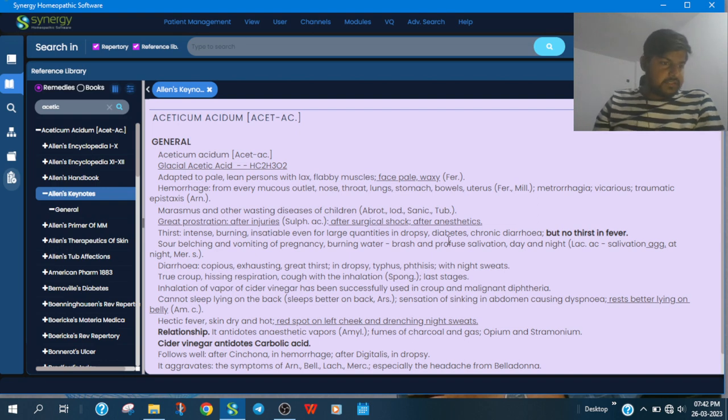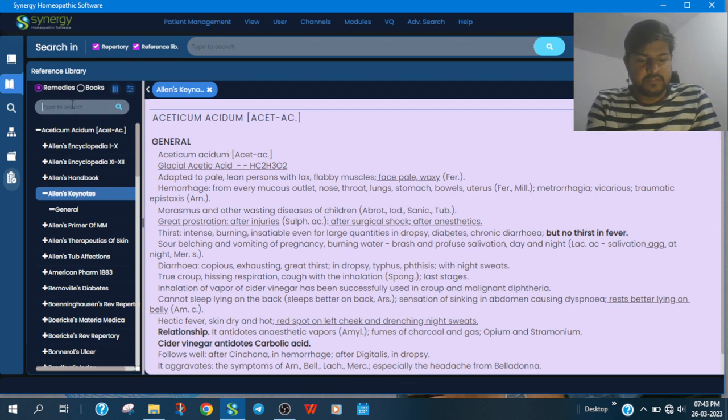Let's read lactic acid. Lactic acid has the symptom of copious salivation and water brash. This medicine has not been given in Allen's Keynotes, so don't get confused searching for lactic acid in Allen's Keynotes. But you can search it from Boericke. It has been given with this symptom, and I'm showing you here, also in the software.